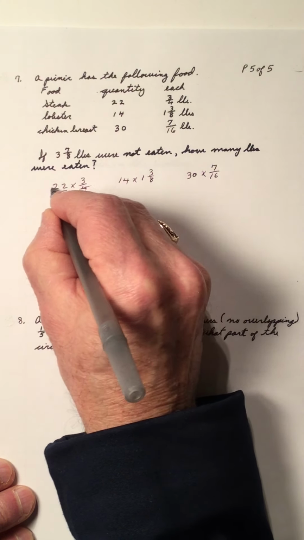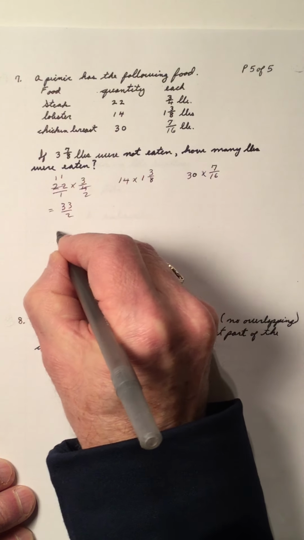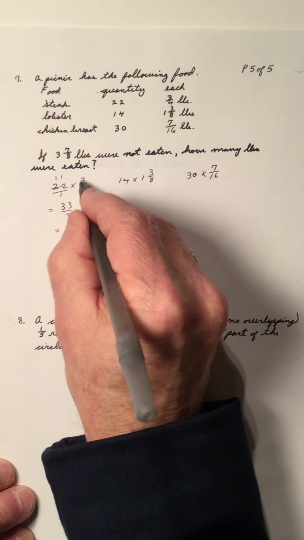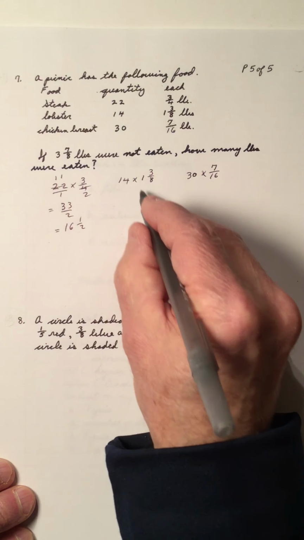So let's multiply 22 over 1 by 3/4. 2 into 4 goes 2. 2 into 22 goes 11. We get 33 over 2, and that's 16 1/2. Notice 11 times 3 is 33. 2 into 33 is 16 and 1 left over.